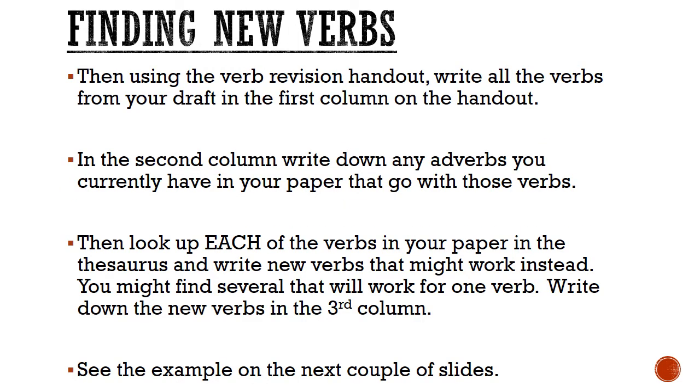Finding new verbs. Then using the verb revision handout, write all the verbs from your draft in the first column on the handout. In the second column, write down any adverbs you currently have in your paper that go with those verbs. Then look up each of the verbs in your paper in the thesaurus and write down new verbs that might work instead. You might find several that will work for one verb. Write down the new verbs in the third column. See the example on the next couple of slides.